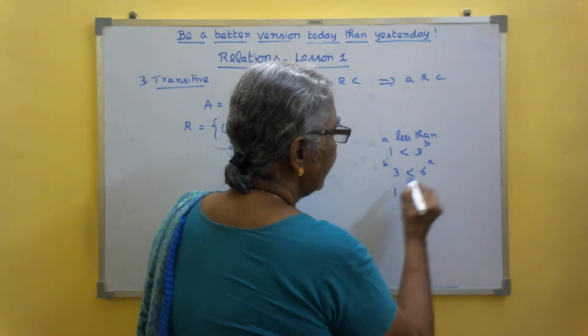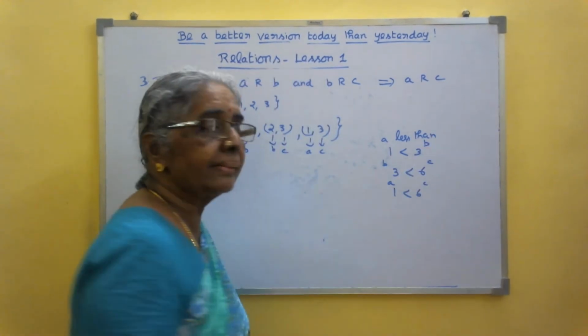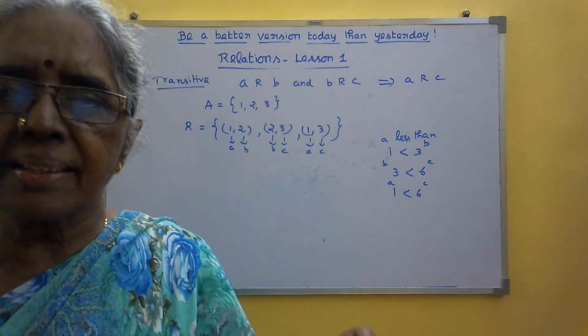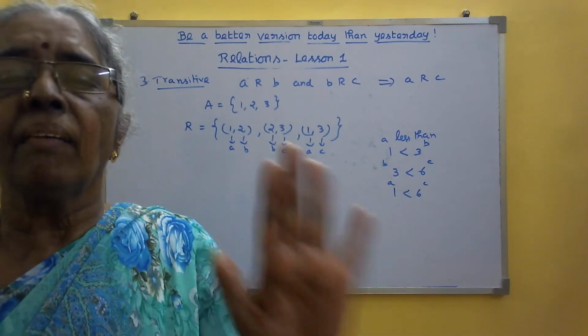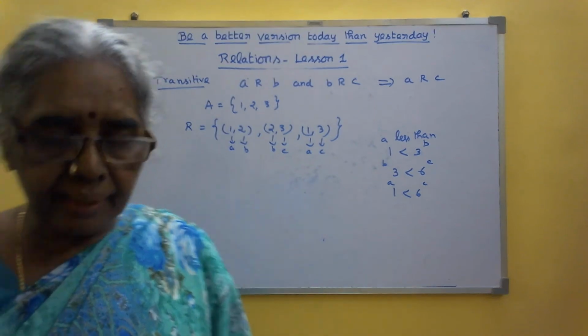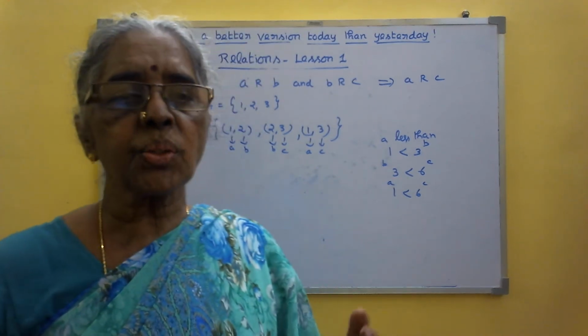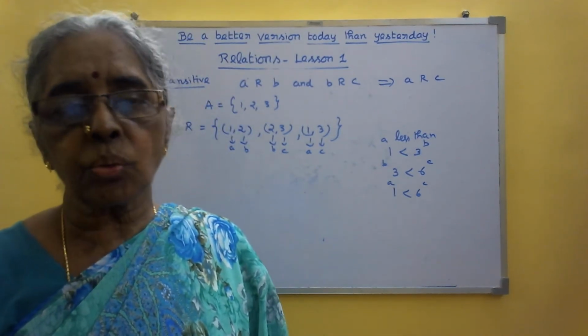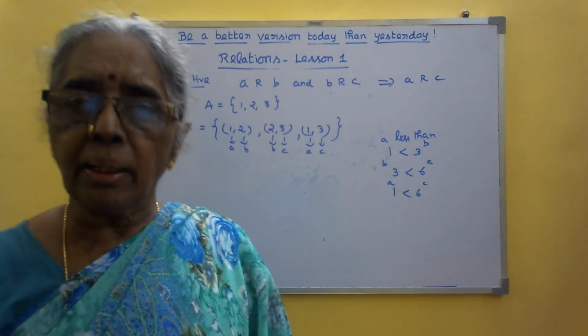This is B, this is C. This is A, this is C. So I can say less than is a relation which is transitive. Do you understand clearly? In this transitive, there is one extra case I can say, that is called a contradictory thing. That also you should know.